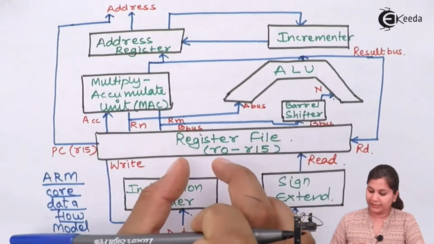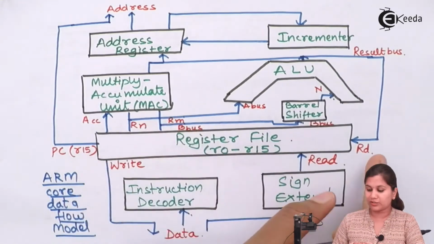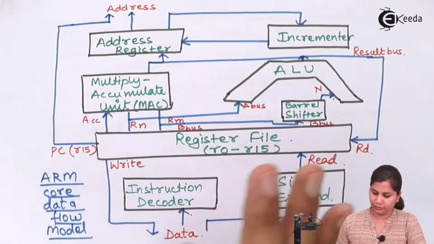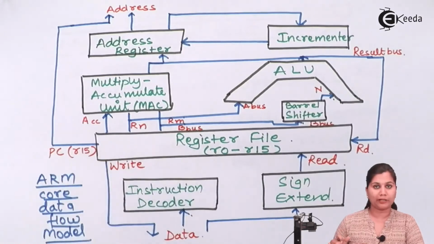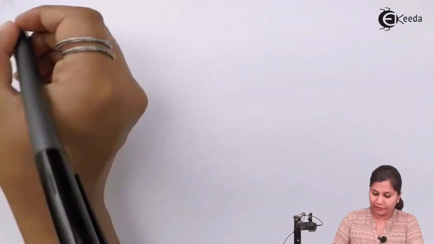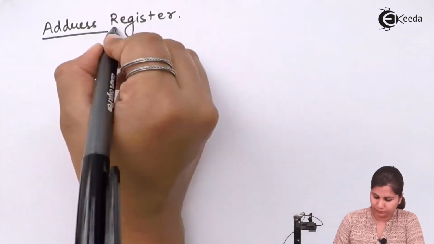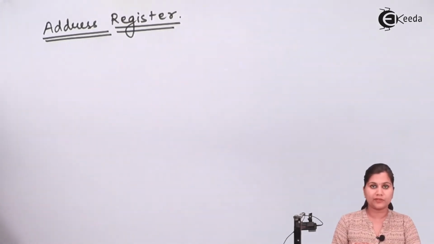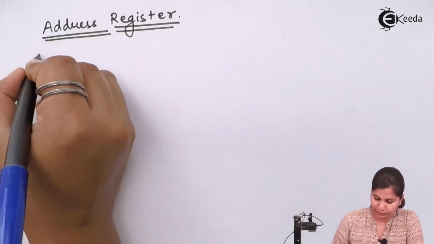So this register file is carrying the general purpose registers R0 to R15. Out of them we are using these registers for storing the operands and the destination, the result. Okay, and the multiply accumulate unit and arithmetic logic unit are performing the operations on these operands according to the instruction. Now next is the address register. This address register is responsible for storing the address which is generated by the multiply and accumulate unit and the arithmetic logic unit.